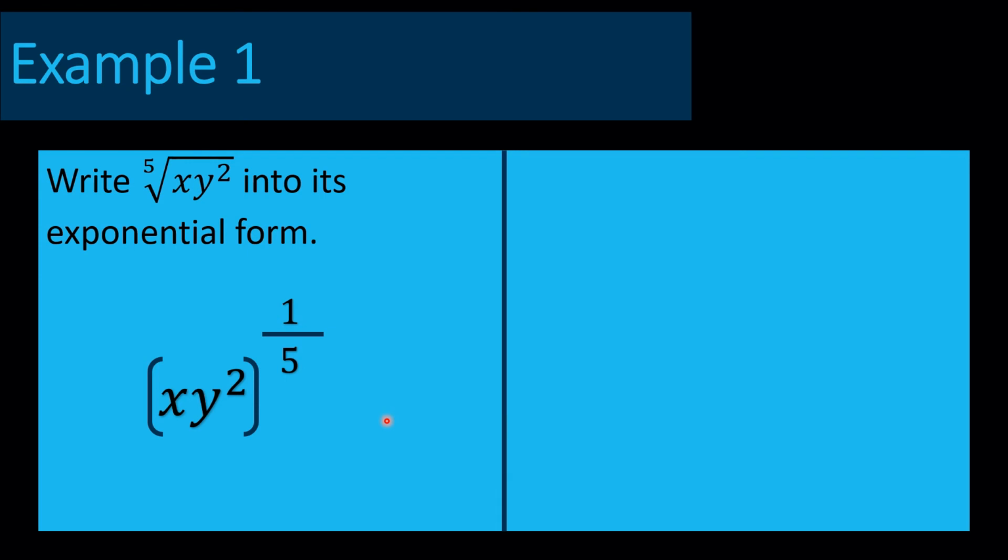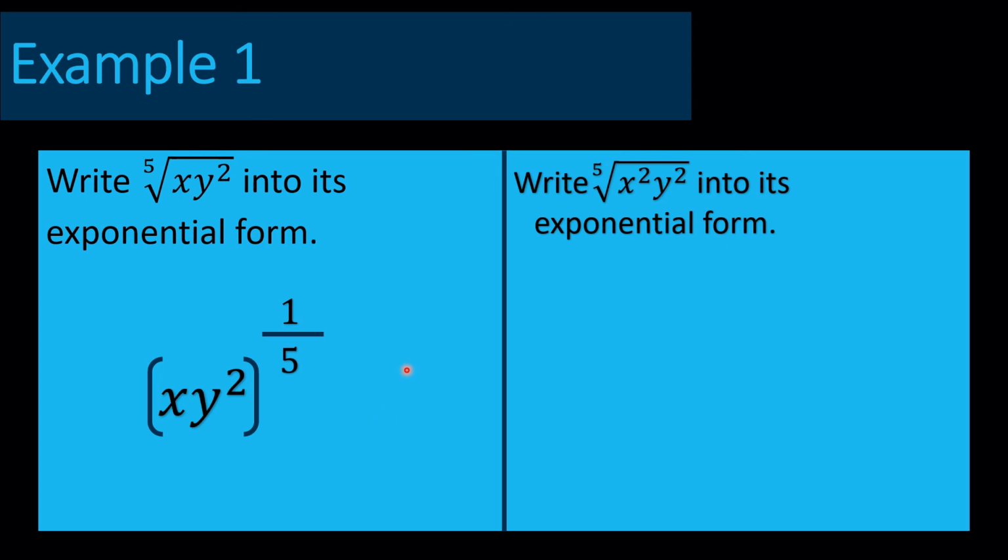And that's it. Let's solve the variation of that problem. Write the fifth root of x squared y squared into its exponential form. So you look at the difference. In the previous problem, the radicand is just xy squared. In this problem, the radicand is x squared y squared, and it's very clear that exponent 2 is common.